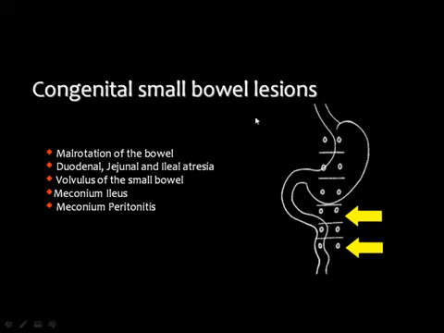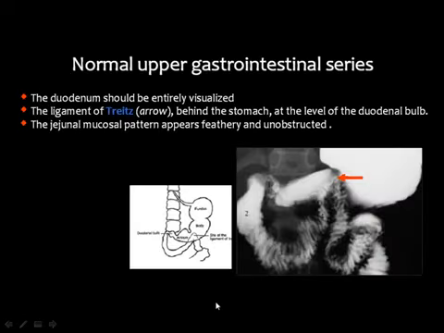Some of the congenital small bowel lesions will include malrotation of the bowel, which is an easy diagnosis, atresia of the small bowel segments, volvulus of the small bowel, meconium ileus, as well as meconium peritonitis. Normally, whenever you give the patient barium, you will see the duodenum, and the junction between the duodenum and the jejunum, which is the site of the ligament of Treitz, should be to the left of the spine and at the level of the duodenal bulb.